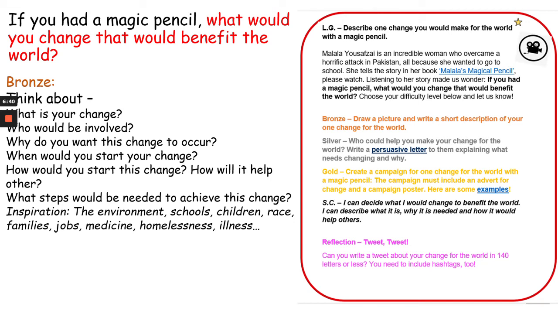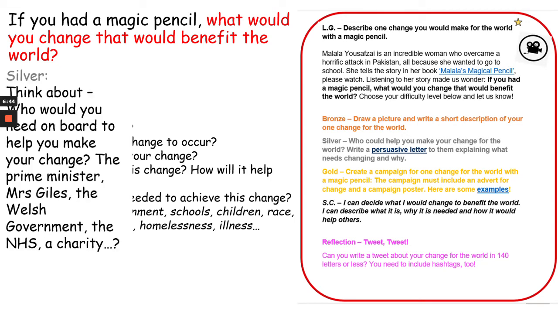If you are going to attempt the silver activity, this asks, who could help you make your change? So the first thing you need to do is decide what your change is going to be, a bit like the bronze activity, and then think about who could help you make that change a reality. It might be, I don't know, the Prime Minister, Mrs. Giles, the Welsh Government, the NHS, a particular charity. Those are some ideas to help you get started.